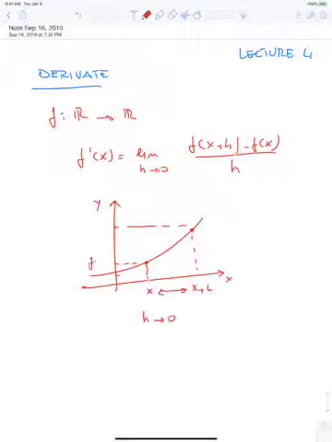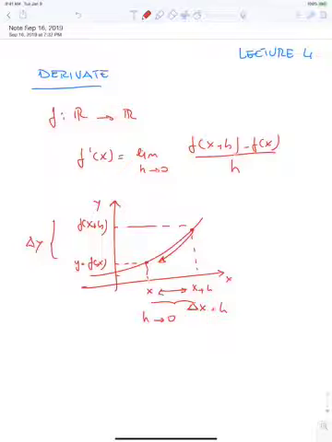So this is f of x, or y equal f of x, and this is f of x plus h. So this quantity is delta y, and this quantity is delta x, which is equal to h. So when h goes to 0, this point approaches this point, the distance in x becomes smaller and smaller, and we want to study what the slope of the linear approximation does.